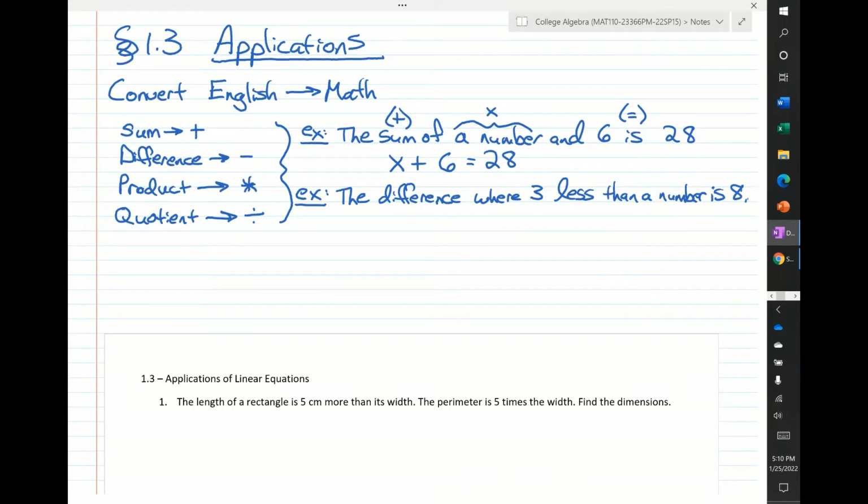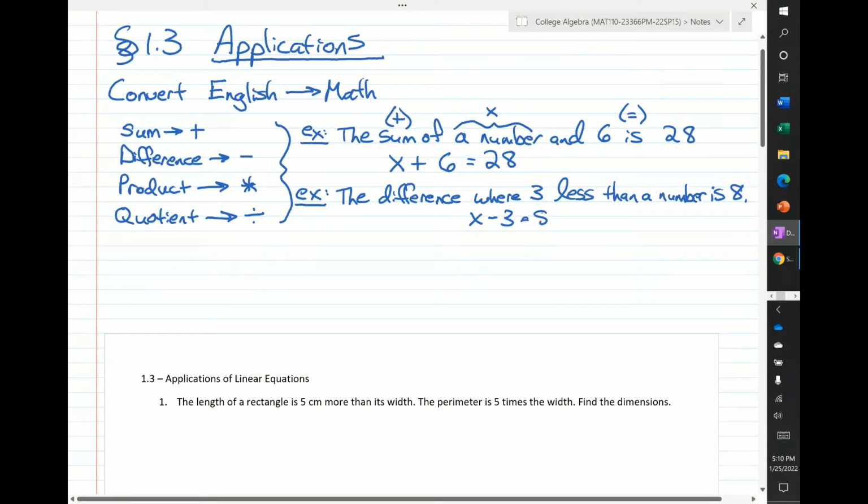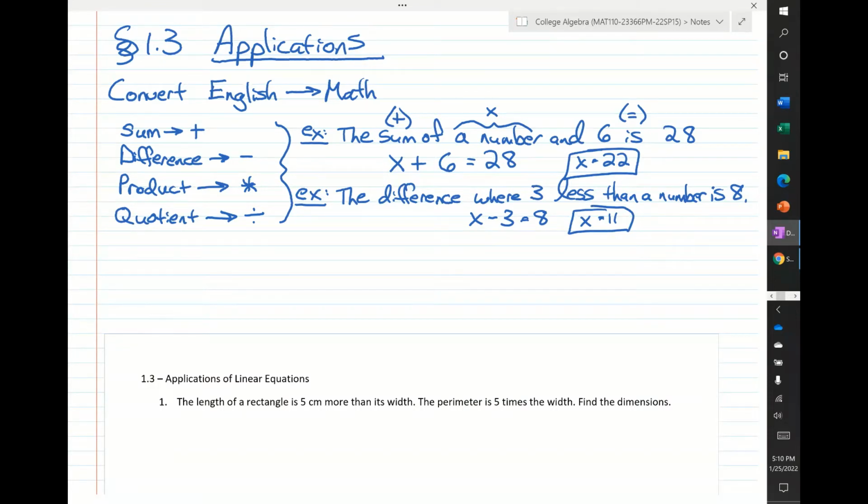If I asked you what's 3 less than 10, you would tell me what? 3 less than 10 is 7, of course, right? So when you do 3 less than a number, you take that number and you subtract 3 from it. In this case, x would be 11. 3 less than 11 is 8. So it's a really valuable skill that we can convert English to mathematical equations.